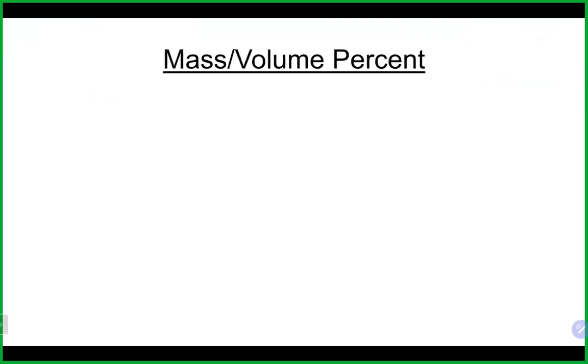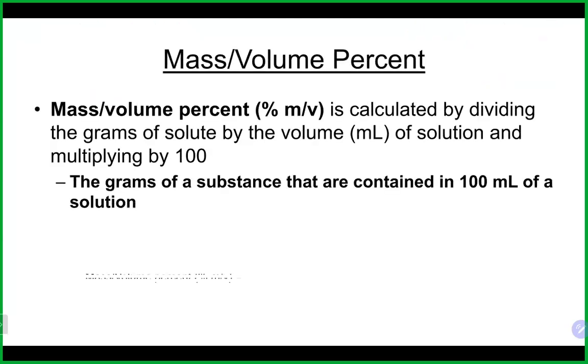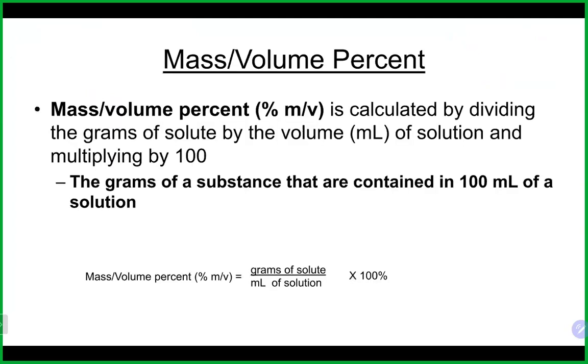Now, with that, there's one more percentage unit that sometimes we come across, and that is percent mass to volume. So this is basically grams over milliliters, mass over volume.